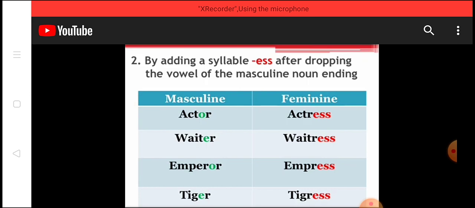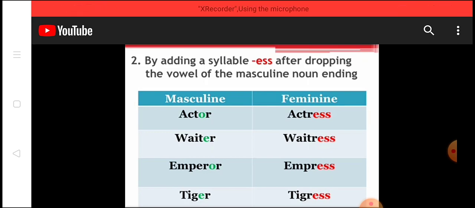By adding a syllable "ess" after dropping the vowel of the masculine noun ending. So examples: actor, actress; waiter, waitress; emperor, empress; tiger, tigress. So copy this below the second rule, students.